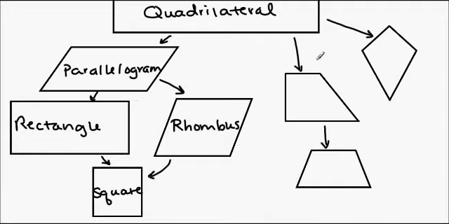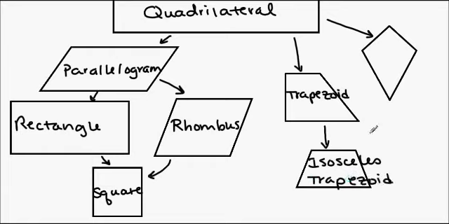Okay, leaving the parallelogram side of the family tree, we have trapezoids. There is a special type of trapezoid called the isosceles trapezoid. That word should be familiar from triangles, isosceles. And lastly, the kite. And we will look at all of these quadrilaterals during Unit 4.